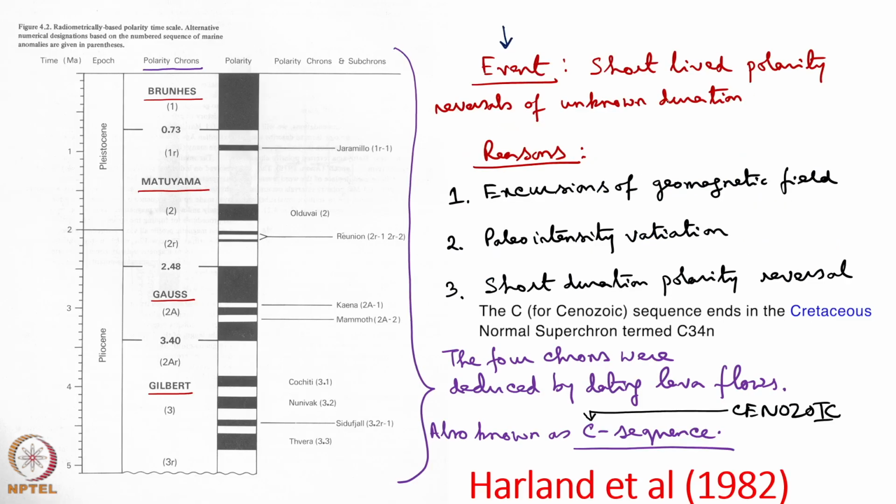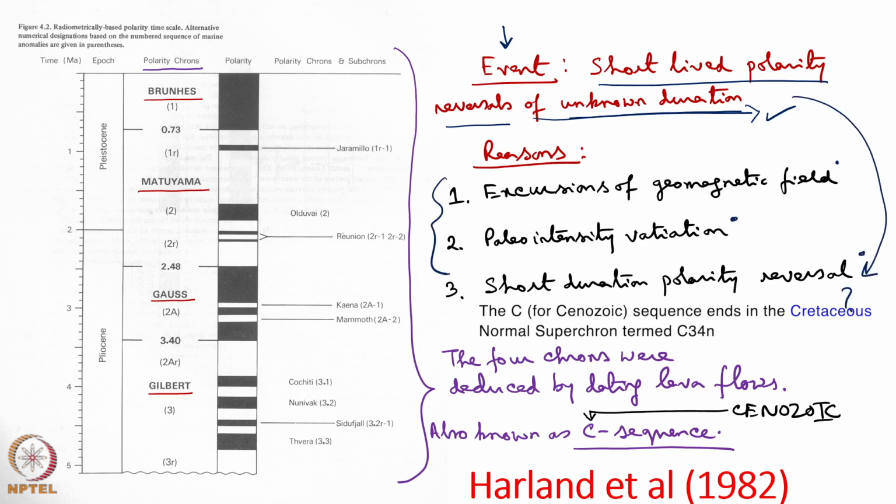What is an event? An event is a short-lived polarity reversal of unknown duration, but what we are calling unknown duration, with geochronologic techniques and biostratigraphic arguments, one may find out the duration also. What is the reason for these short duration polarity reversals? One can be excursions of the geomagnetic field, second paleo intensity variation, and third short duration polarity reversal. Basically, it goes to the same argument, short duration. So, we have got two possible reasons.